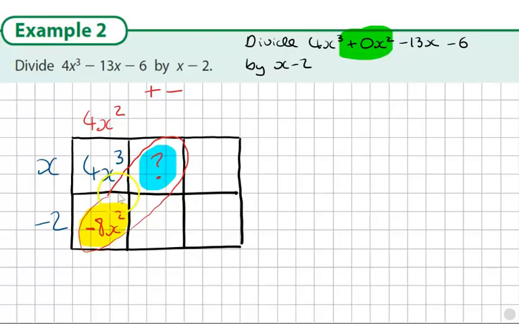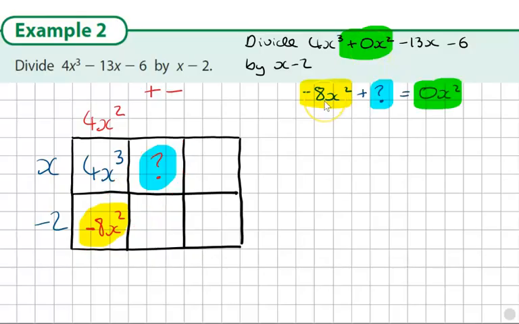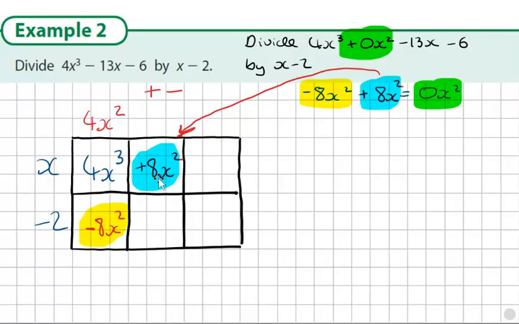Minus 8x squared plus or minus something has to give us plus 0x squared, the next term in our dividend. And minus 8x squared plus 8x squared gives us 0x squared. So plus 8x squared goes into the box. Then we go again, so we are back to the start. We're dividing, then we'll multiply, and then again we'll add or subtract.